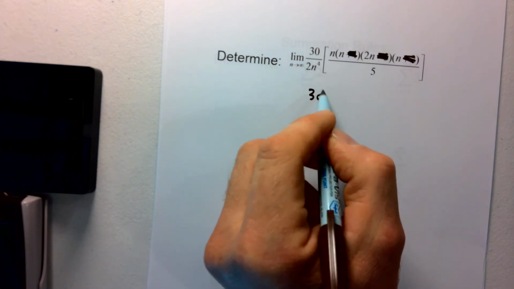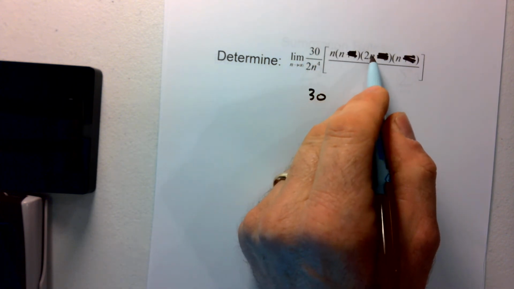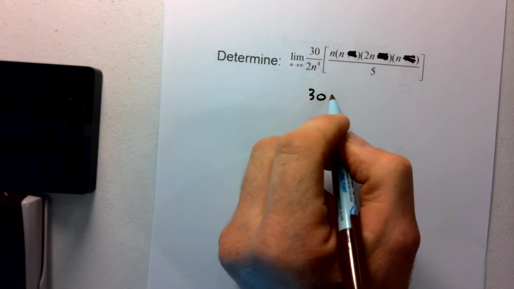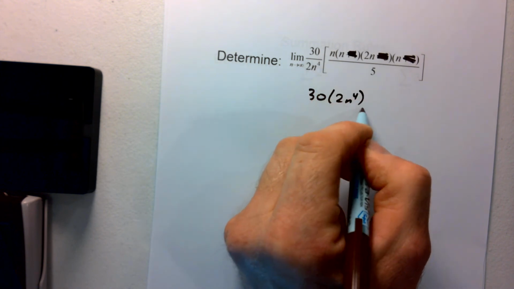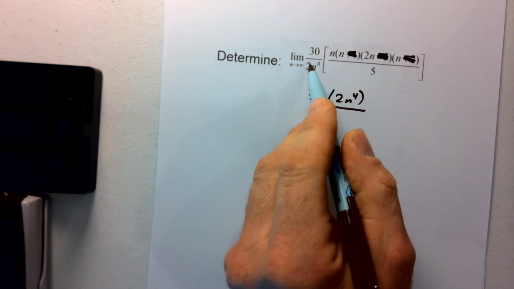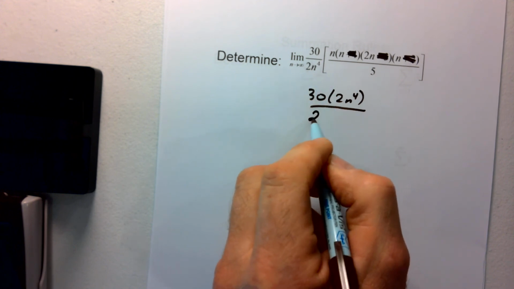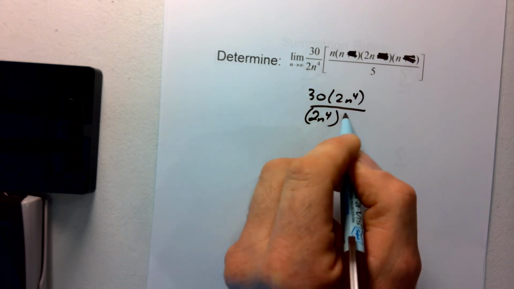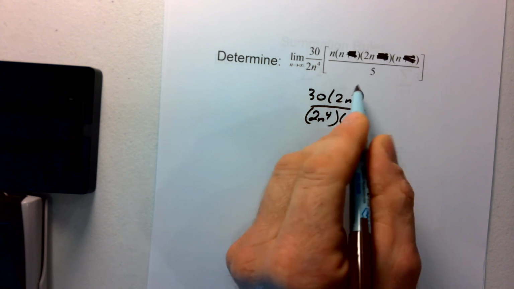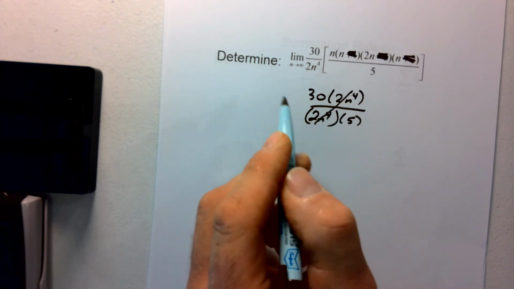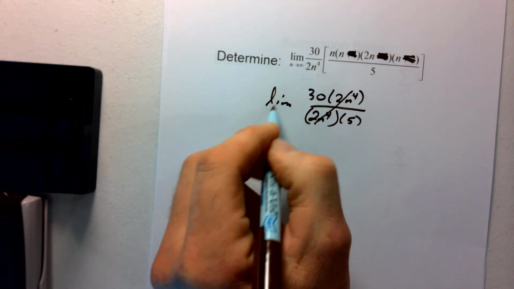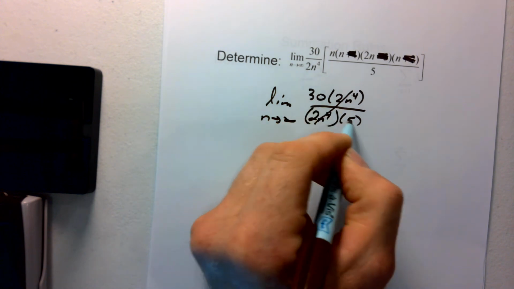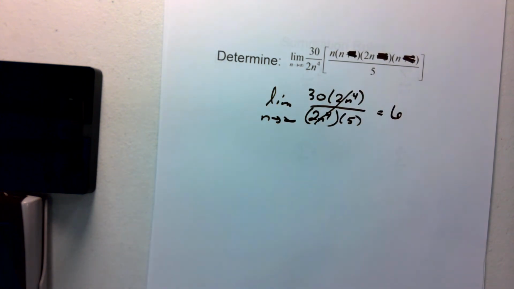So I have 30 and n times 2n times 2, which gives us 2n to the fourth. And on the bottom, we have 2n to the fourth times 5. It's not always going to happen this way, but notice our 2n to the fourths are going to cancel each other out. So if I take the limit as n goes to infinity of 30 over 5, that gives me 6 as our limit.